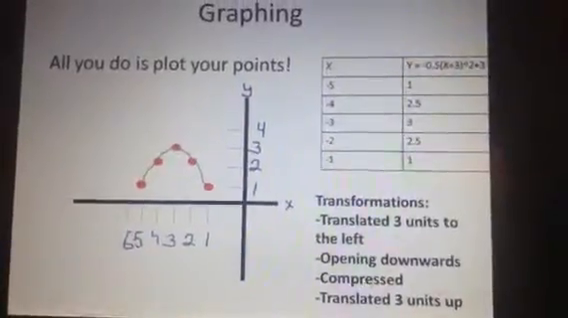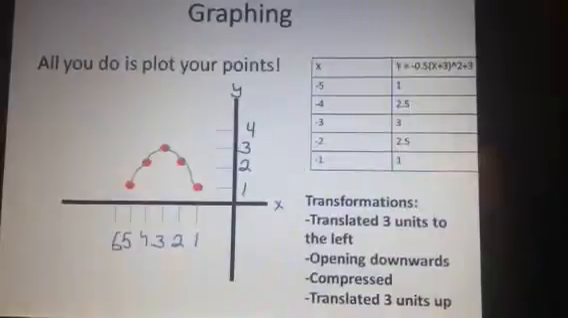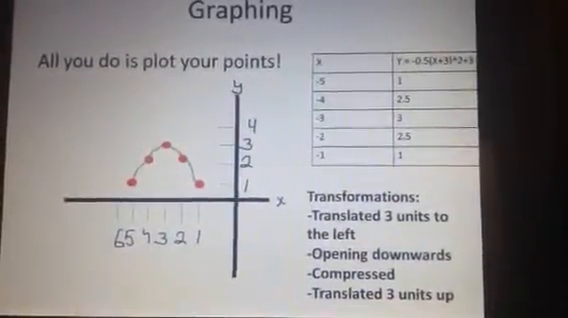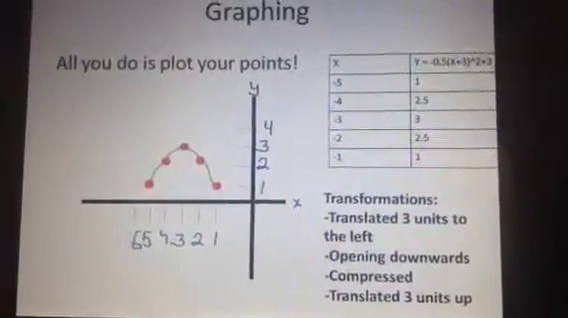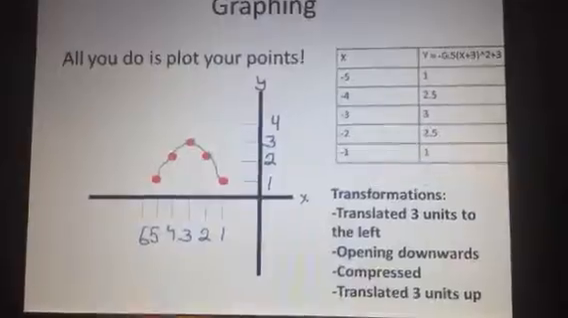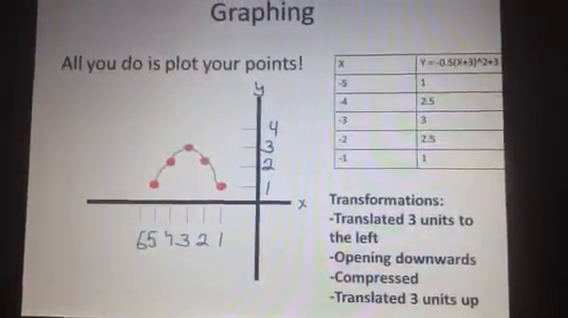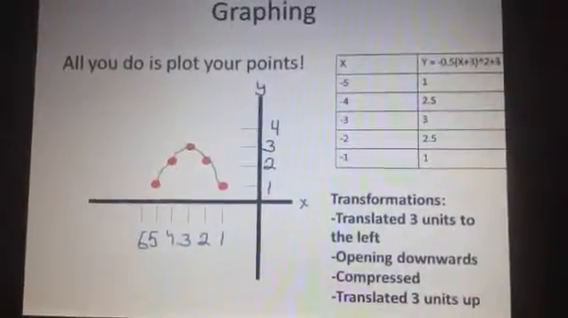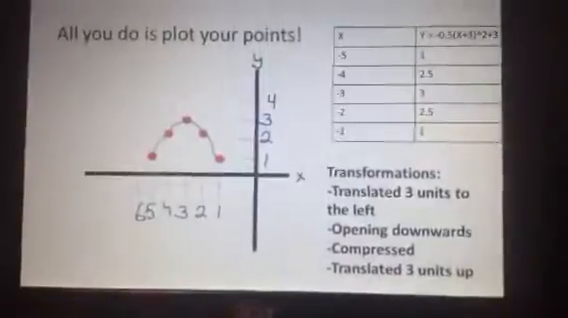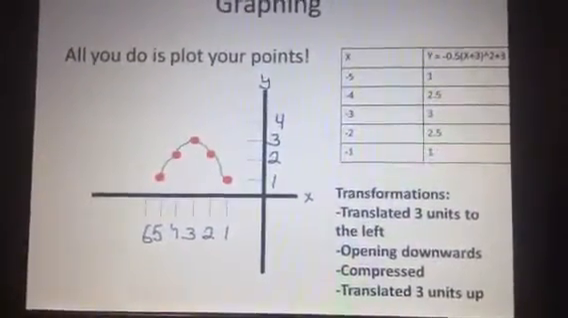So the final step is to plot your points. And after doing this, you must always remember to write down your transformations. So for our example, our parabola translated 3 units to the left from our basic problem. The opening is now facing downwards. It is compressed since A is less than 1 and more than negative 1. And the parabola translated 3 units up.